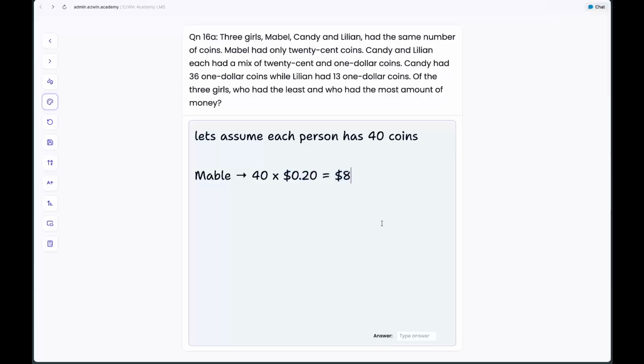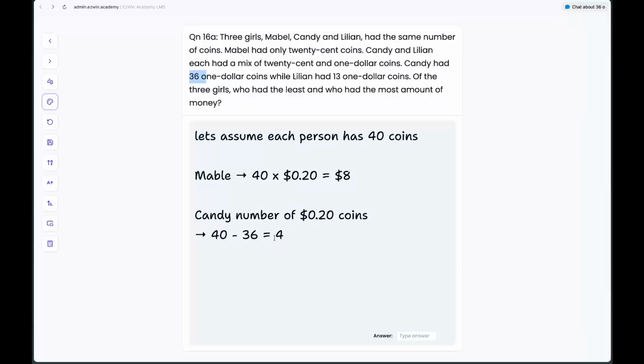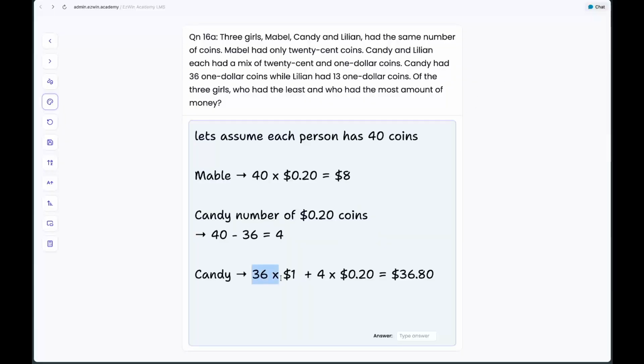Okay, let's move on to Candy. So Candy, we want to find the number of 20-cent coins. Since we know that Candy had 36 $1 coins, that means we can get the 20-cent coins, which is basically 40 minus 36, and then we get 4 20-cent coins. So that means for Candy, we will just have the total, which is 36 times $1 plus 4 times 20 cents. This will give us $36.80.